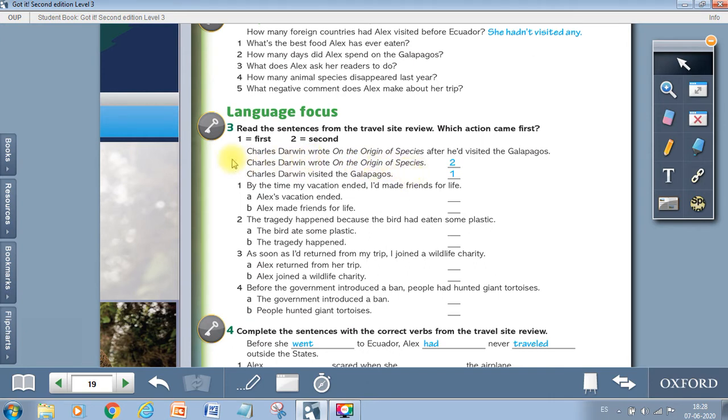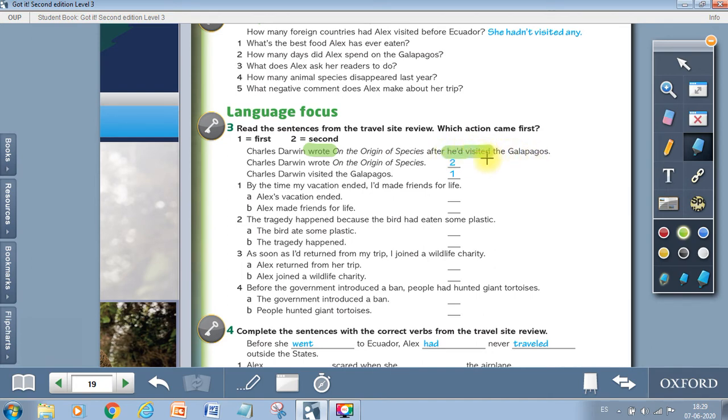¿Ok? Ahora, lo que tenemos que mirar y que yo voy a explicar en este minuto en español es que tenemos que hacer dos diferencias. Primero tenemos tiempos que están en pasado. Por ejemplo, esto, wrote. Let me put some color in it. Okay? Like this one, wrote. That's past. Charles Darwin wrote on the origin of species. After, después. After he had visited the Galapagos.